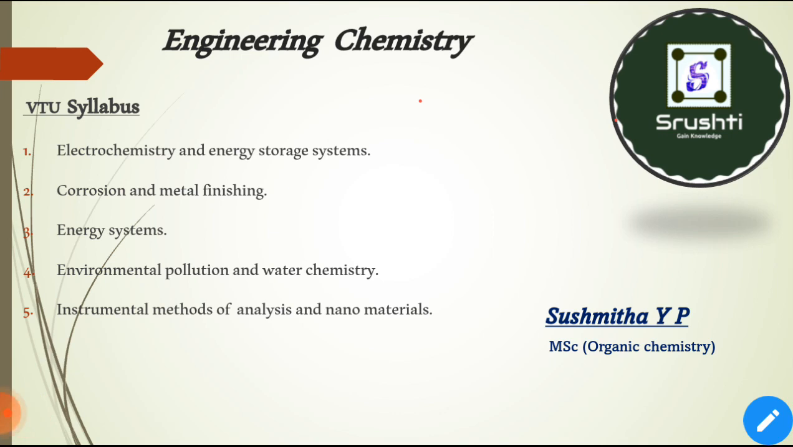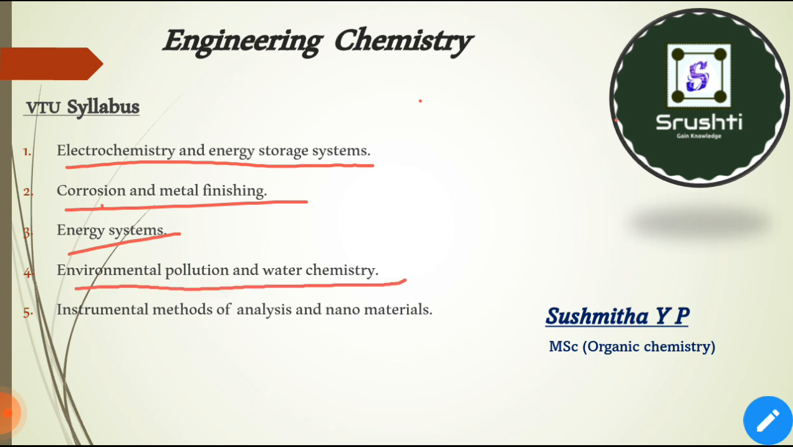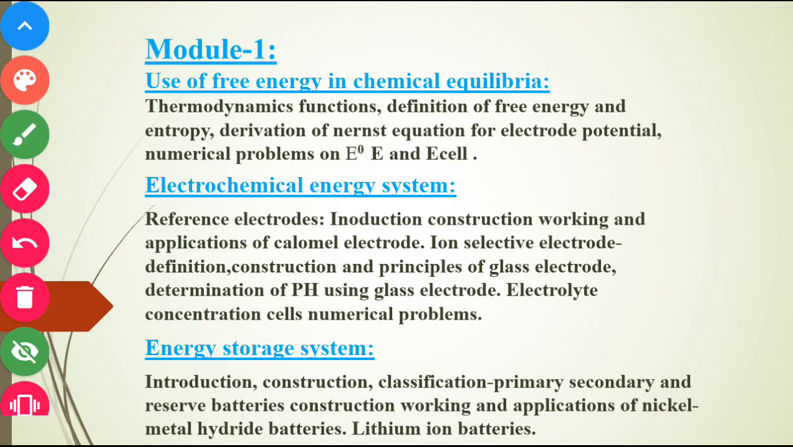It involves the 5 modules one by one. Now you have to study. First module is electrochemistry and energy storage system. Second module is corrosion and metal finishing. Third module is energy system. Fourth, environmental pollution and water chemistry. And the last module is instrumental methods of analysis and nanomaterials.